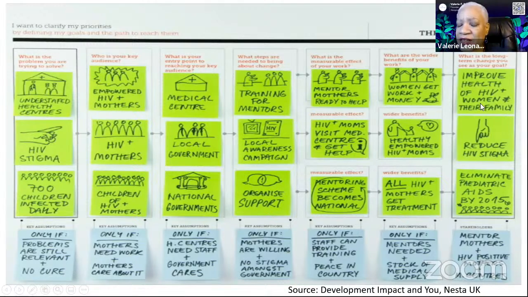And then the last thing, this is the overall big picture. They want to improve the health of HIV positive women and their families. They want to reduce the HIV stigma. They want to eliminate pediatric AIDS by I don't know if that's 2075 or 2015. It might be 2015. And then mothers, they're going to have mentor mothers and HIV positive mothers, plus the medical centers. So this can only work if there's partnership between the mentor mothers, the newly diagnosed HIV positive mothers, and the medical centers.